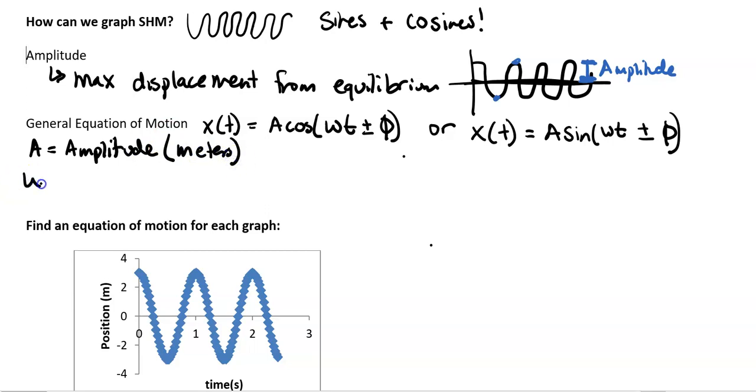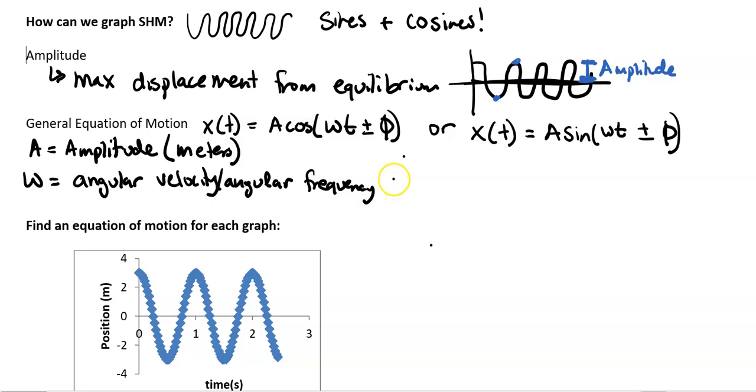Okay, omega is, as we previously defined, angular velocity, or you could call it angular frequency. Either of those would be just fine. Again, the equation for angular frequency or angular velocity, when we're dealing with simple harmonic motion, is omega equals 2 pi over period. We're going to want the units to be radians per second.